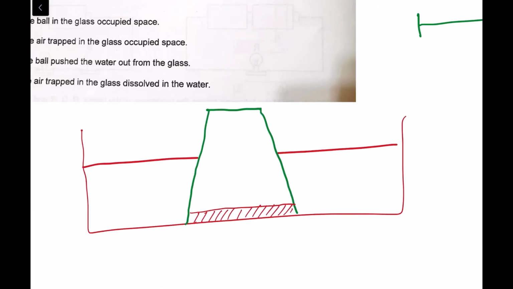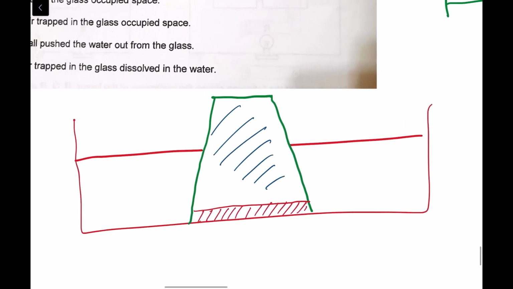The main reason is that when this cup was put into this container of water, the water exerted an upward force on the air inside the glass, causing the air to become compressed. However, this air can only be compressed to a certain extent, and beyond that extent, it cannot be compressed further.